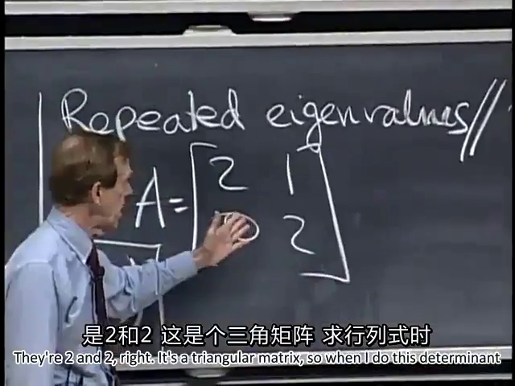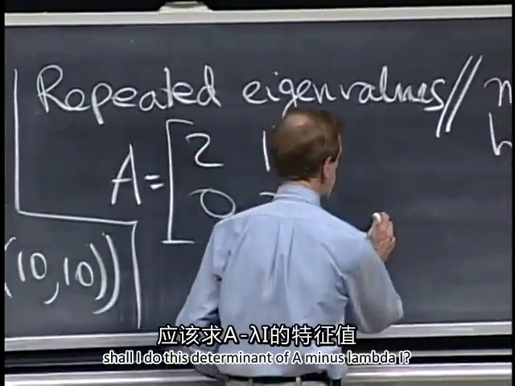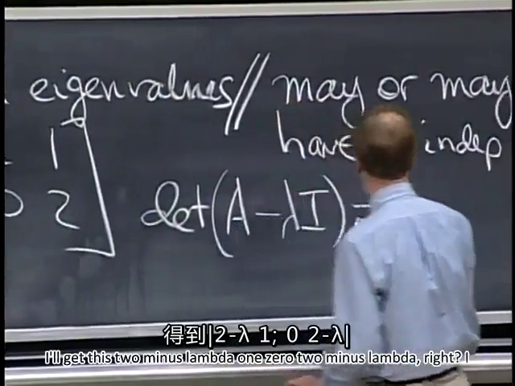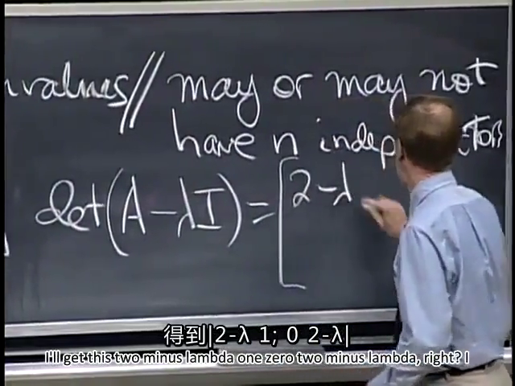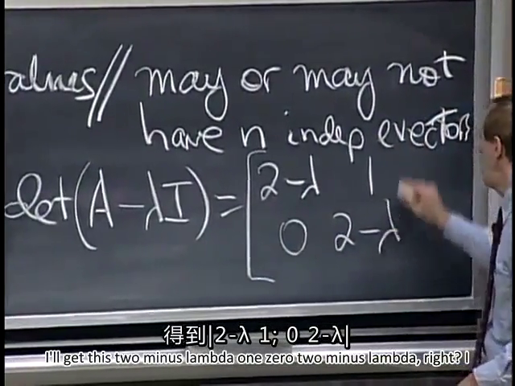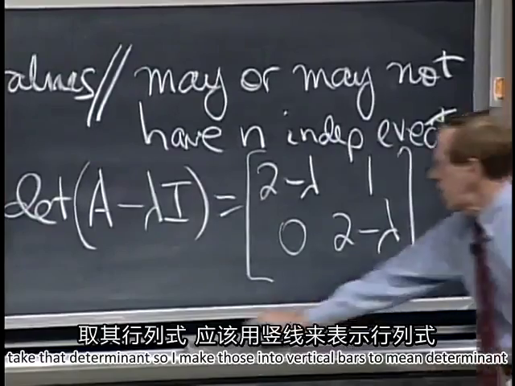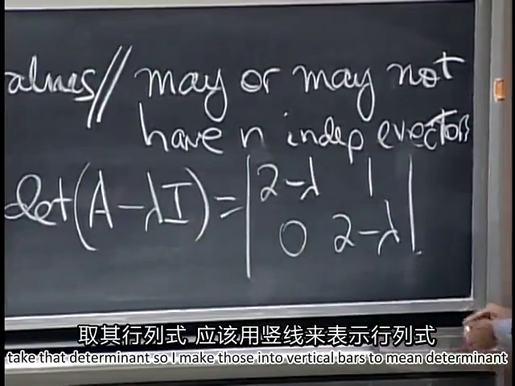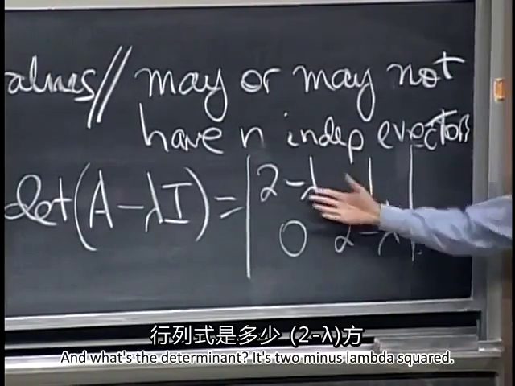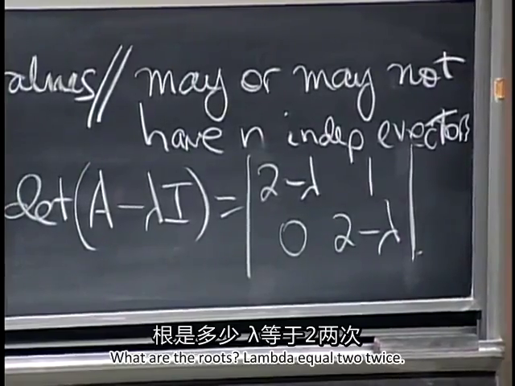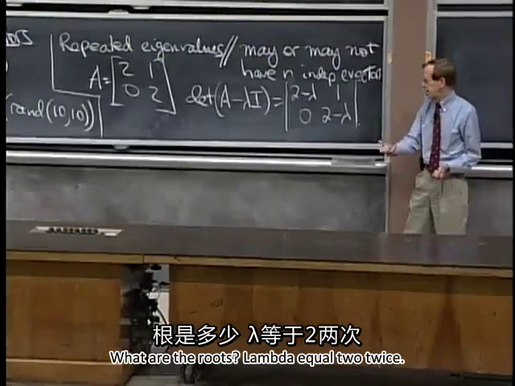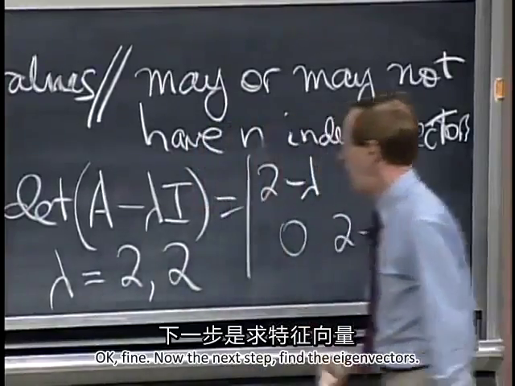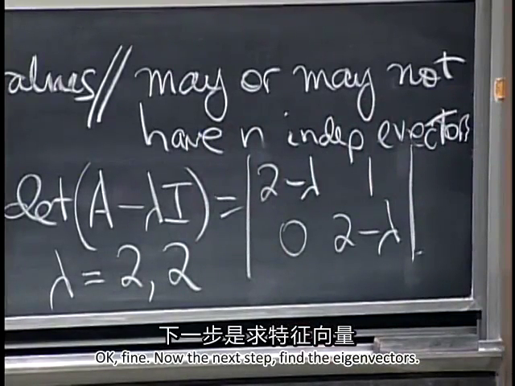It's a triangular matrix. So when I do this determinant of A minus lambda I, I'll get this 2 minus lambda, 1, 0, 2 minus lambda, right? I take that determinant, so I make those into vertical bars to mean determinant. And what's the determinant? It's 2 minus lambda squared. What are the roots? Lambda equal 2 twice. So the eigenvalues are lambda equals 2 and 2. Okay, fine. Now, the next step, find the eigenvectors.